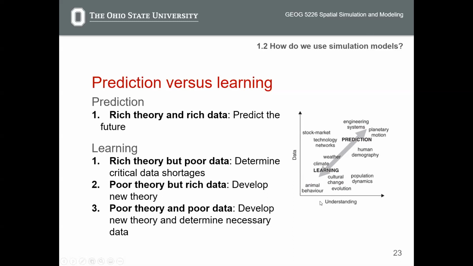So using data and understanding, you can locate a specific type of model in this space. And if your understanding and data are both poor, your model is a learning model. If your understanding is solid and your data is pretty good, your simulation model is somewhere here. It's ready for prediction.